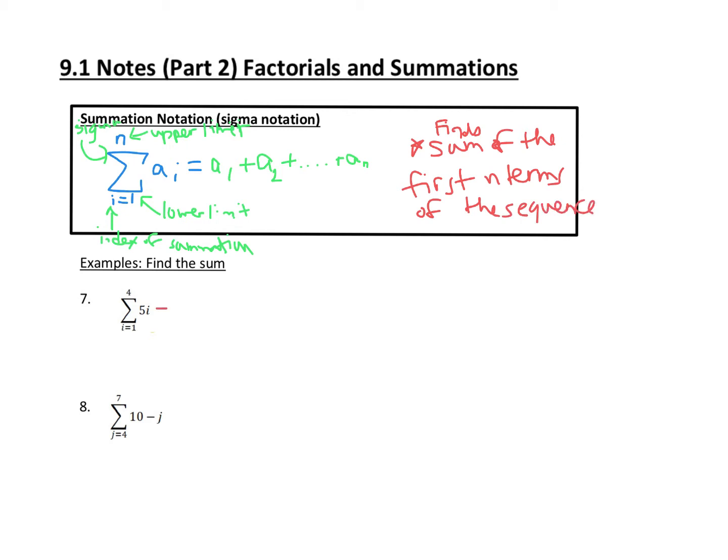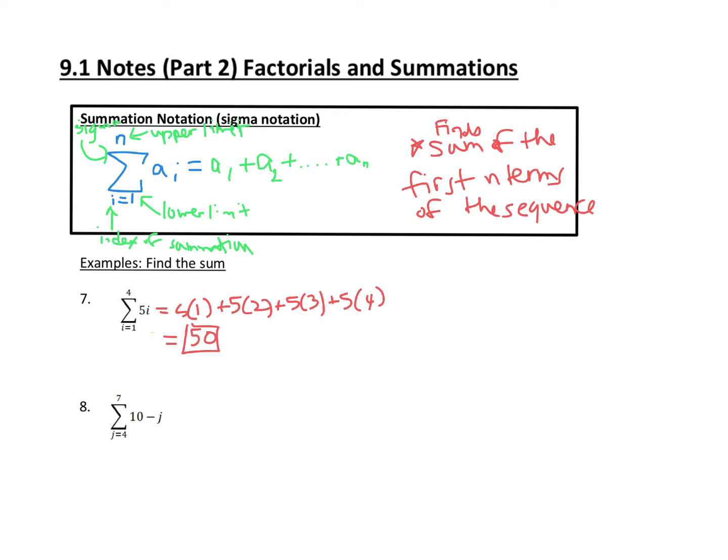So for number 7, my formula for the sequence is 5i. I'm going to find the sum of the first 4 terms. So my first term is 5 times 1, which gives me 5. Second term is 5 times 2. Then I have 5 times 3, followed by 5 times 4. If I add all of those together, I do end up getting 50. So that's my first sum.